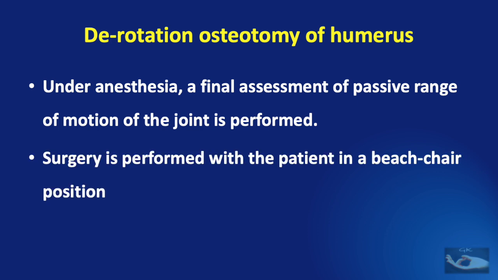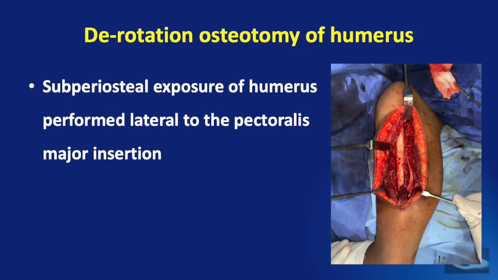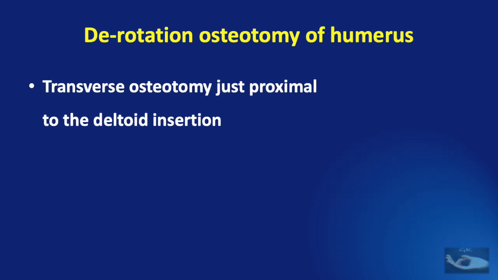Then the surgery is performed with the patient in a beach chair position. The proximal end of the humerus is exposed in an extended deltopectoral fashion. Subperiosteal exposure of the humerus is performed lateral to the pectoralis major insertion. Transverse osteotomy just proximal to the deltoid insertion is done.